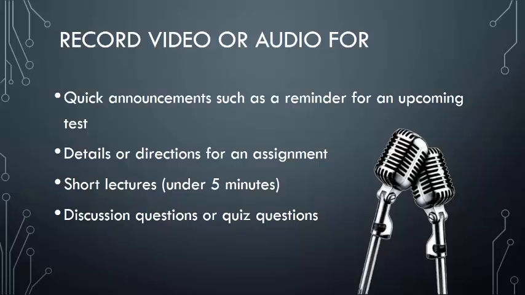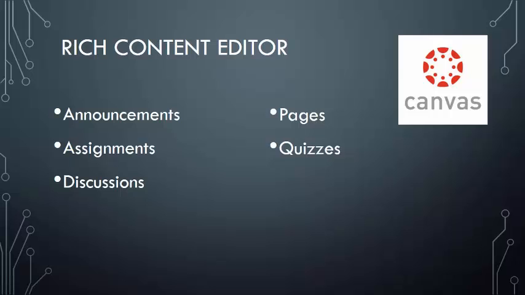Now, what can you do with the recording features in Canvas? You can record video or audio for quick announcements, such as a reminder for an upcoming test, details about an assignment, or even directions for an assignment, a short lecture, something that would be under 5 minutes. You could also record yourself speaking a discussion question or a quiz question. It can all be done using the rich content editor found in these areas: announcements, assignments, discussions, pages, and quizzes.